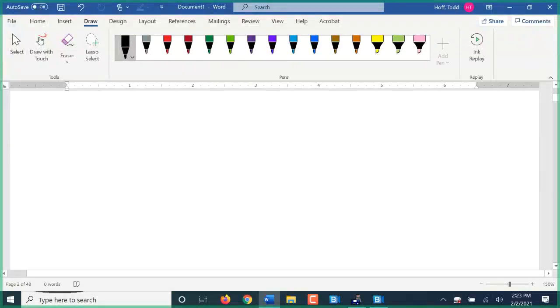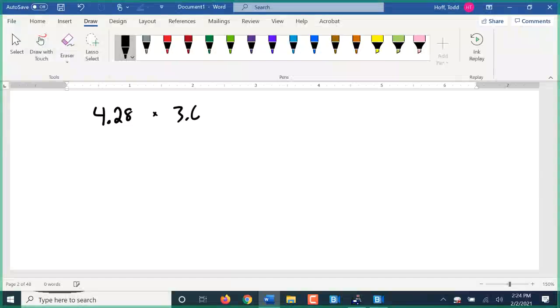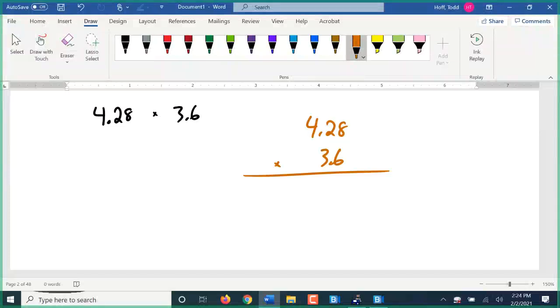When we multiply 4.28 times 3.6, we do not need the same name, which means we don't worry about lining up the decimal point. So 4.28 times 3.6. Notice I didn't line up the decimal point, and I don't care.